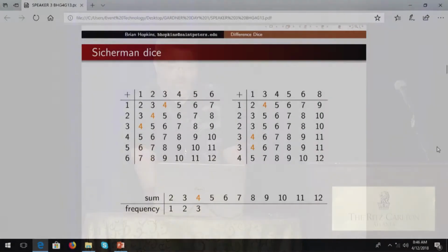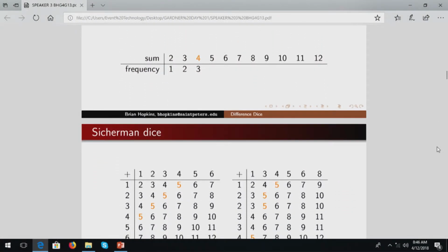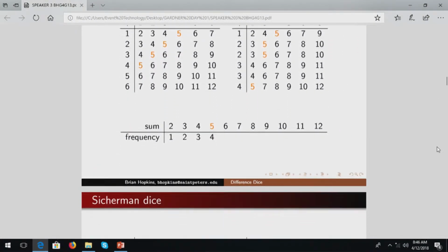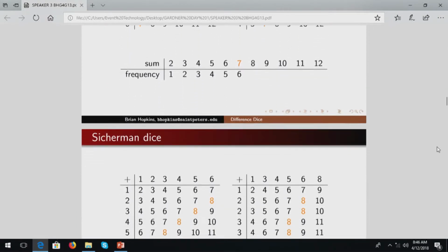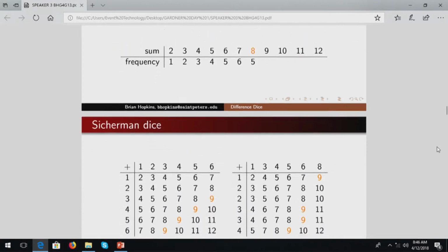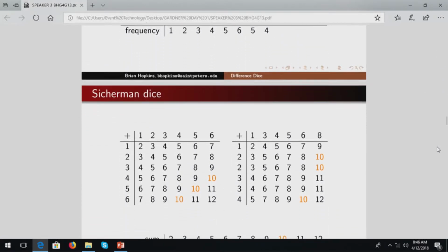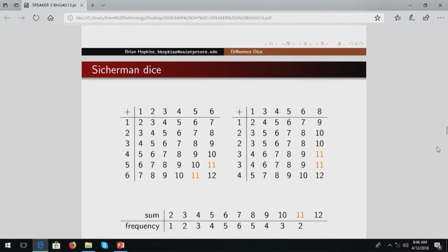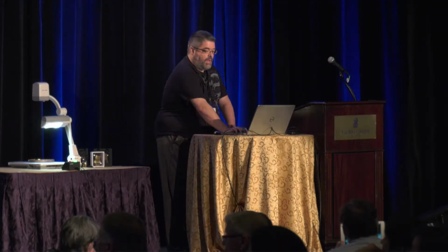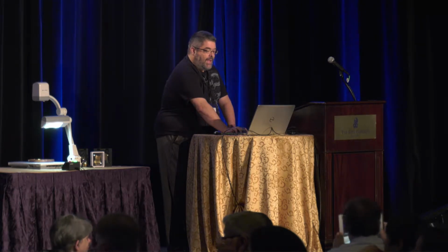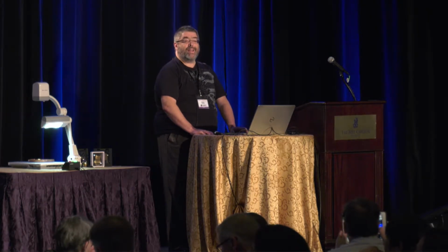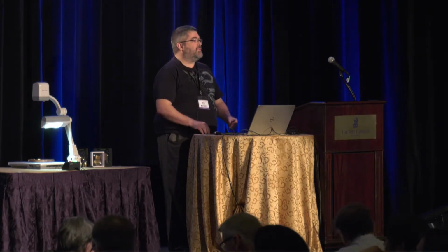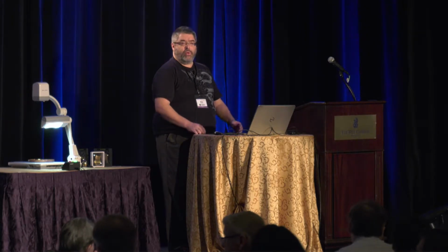So both of them have 2 3s. Both of them have 3 4s. I'll just keep scrolling. They have 4 5s, 5 6s, 6 7s, 5 8s. This is the only time we have to go through this. 4 9s, 3 10s, 2 11s, and 1 12. So what that means is that in terms of the sums and the frequencies of the sums, these two pair of dice are identical. If you could only see the sums for some reason, you couldn't distinguish between the two of them.